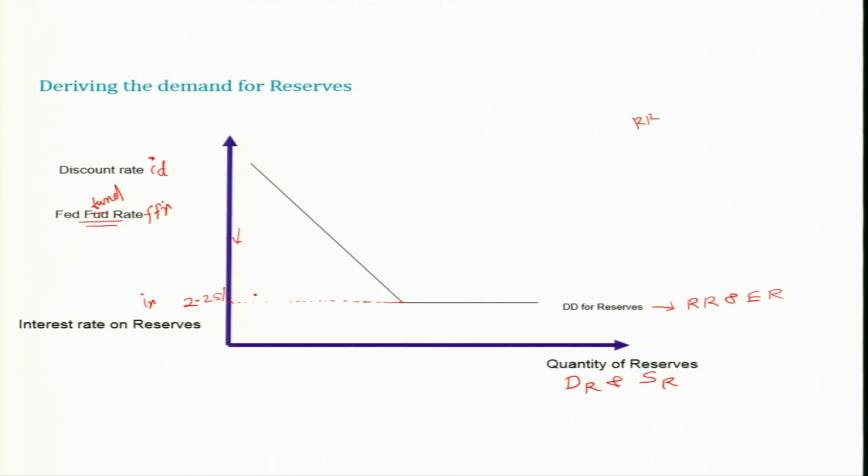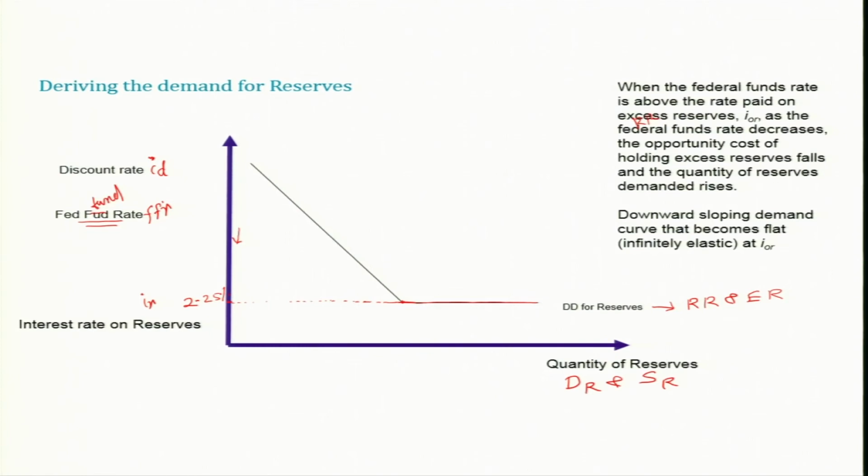So since the central bank is going to give 2.25% on required reserve and excess reserve, the effective Fed fund rate, the actual Fed fund rate, will never go below the interest rate on reserve. We can see that when the interest rate on reserve has been fixed at 2.25%, the Fed fund rate will never go below this. After that, the demand for reserve is going to be elastic. What is the implication of this? The downward sloping demand curve becomes flat.